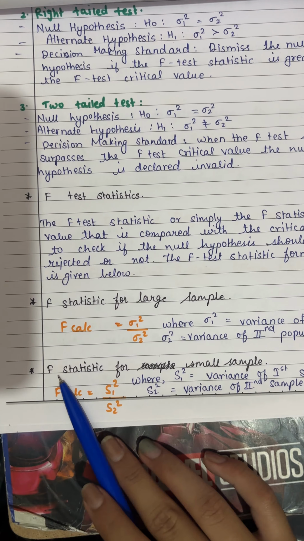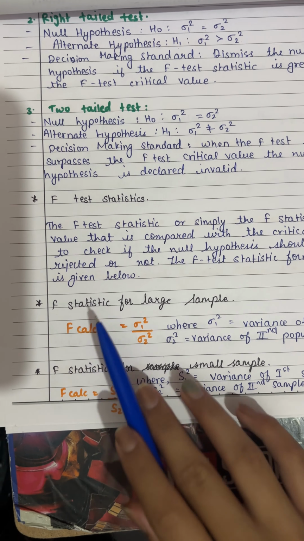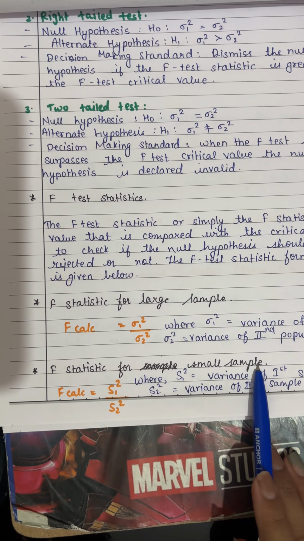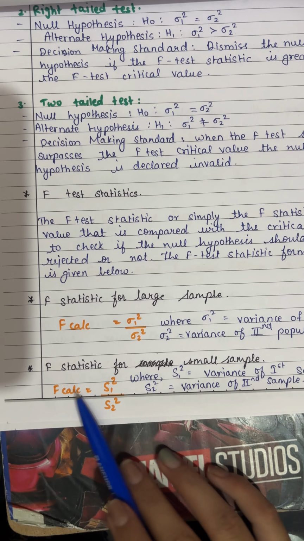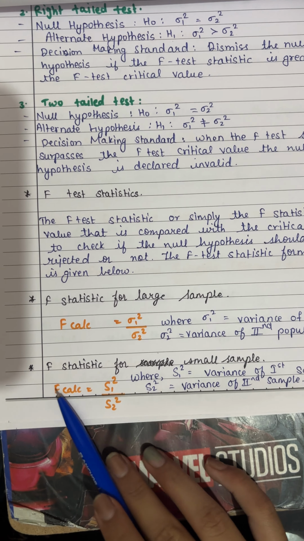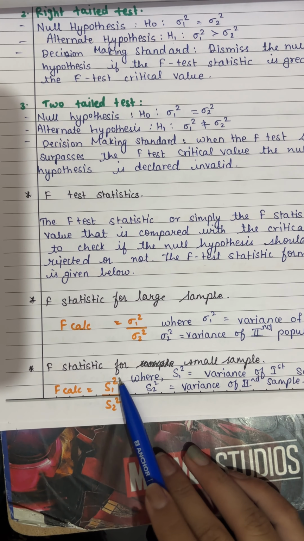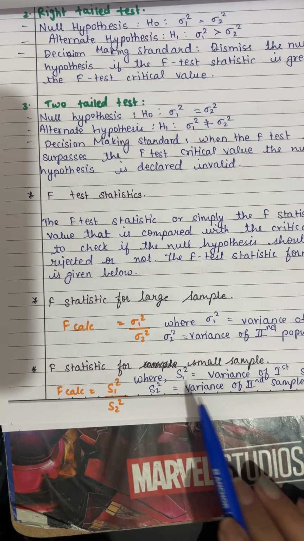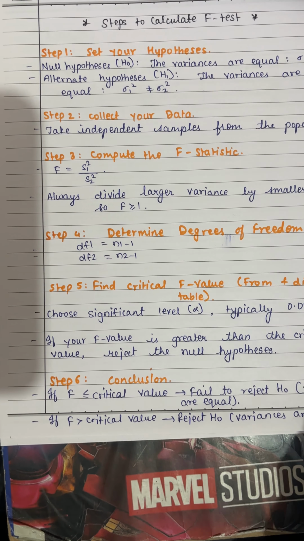Okay, this is the F statistic for large samples. What is it for small samples? For small samples, F calculate is equal to S1 square divided by S2 square, where S1 square is the variance of the first sample and S2 square is the variance of the second sample.